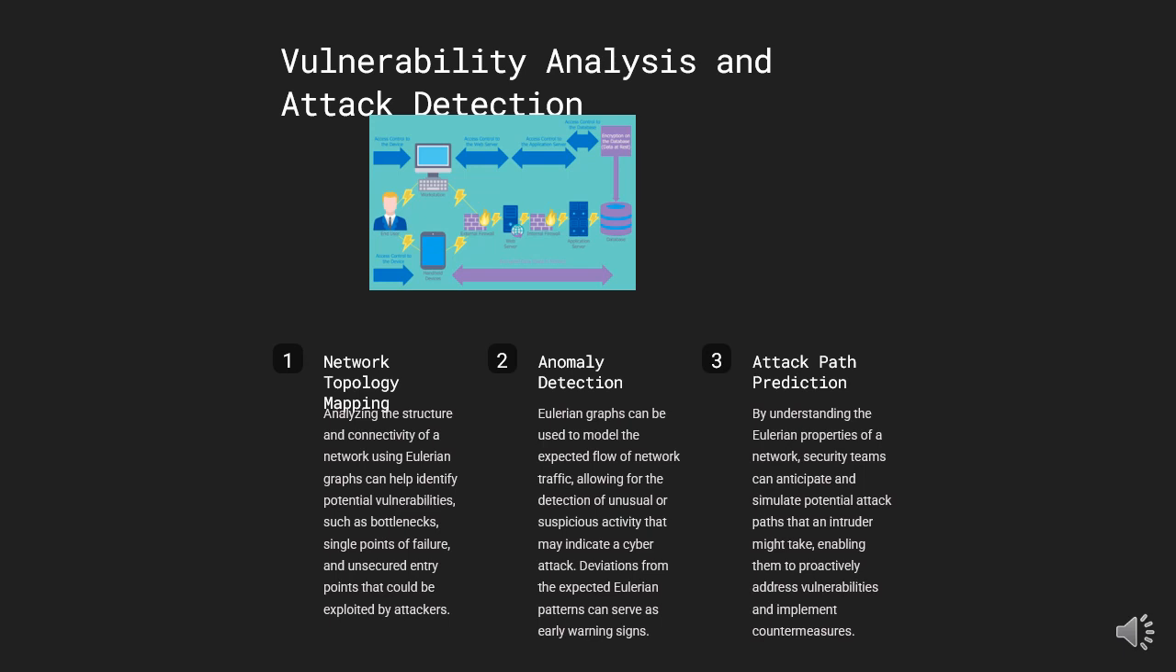Attack path prediction. By understanding the Eulerian properties of a network, security teams can anticipate and simulate potential attack paths that an intruder might take, enabling them to proactively address vulnerabilities and implement countermeasures.